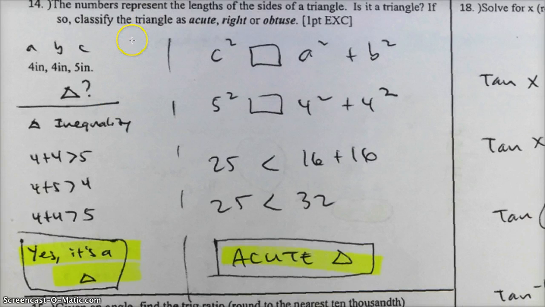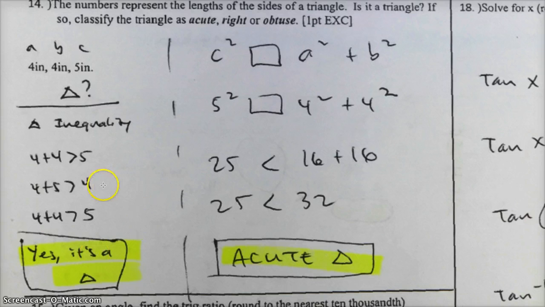This is information from last semester. If you take the three sides of a triangle, this is called triangle inequality. Determine if it is a triangle. You have to add two sides of the triangle, and their sum should be greater than the third side. Notice how all of these work out. 8 is greater than 5, 9 is greater than 4, 8 is greater than 5, so therefore it is a triangle.